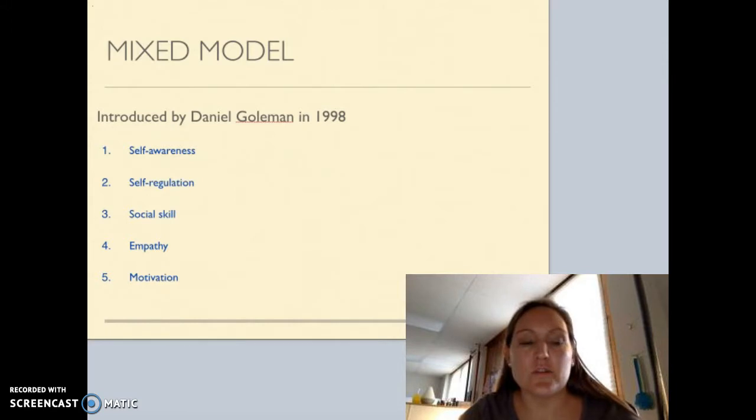The fifth one is also lacking some, and that's motivation. This is just being driven to achieve for the sake of achievement, not because of grades, not because of anything else, just the sake of achieving.